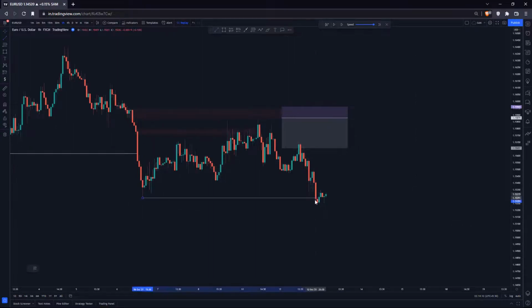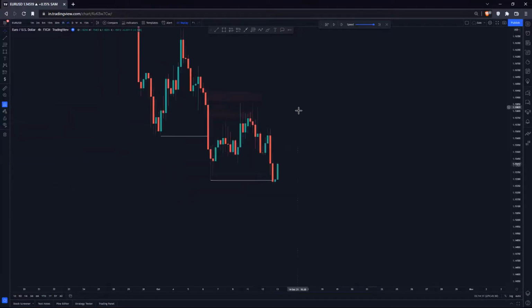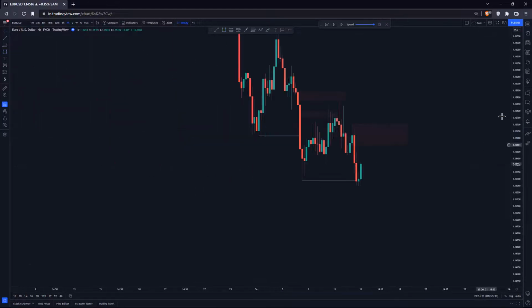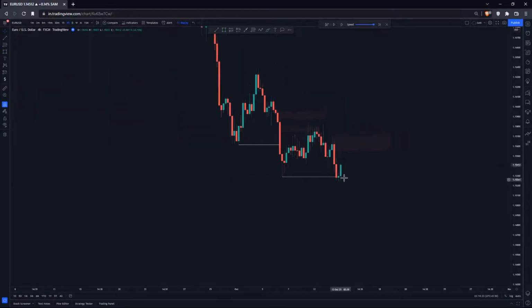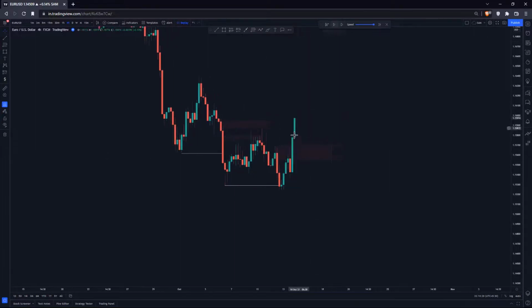Now it has broken this structure from where that break was generated. For this, let me go to the 4 hour because there is a lot of choppiness going on. Right from here, all right. Candle didn't close, so it is not impulsive. Can't really take it as a breakout of structure, all right. All right, price did take that out.